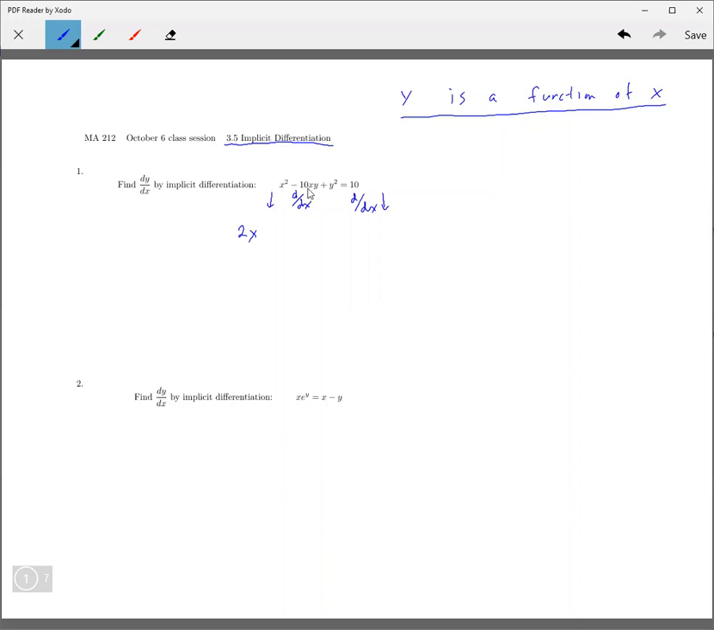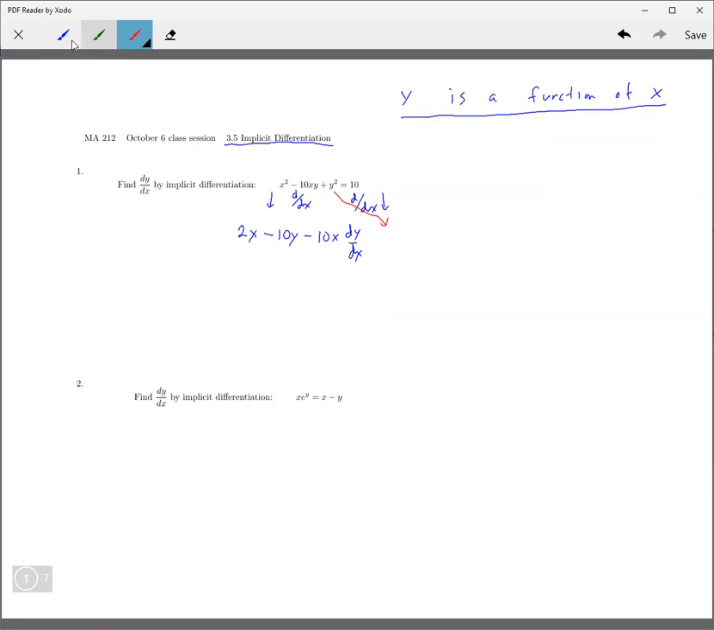Now this one right here, it's a product. We've got x times y. So minus 10 times the derivative of x with respect to x, which is 1, times y. That's the first part of the product rule. And then the second part is the derivative of the y part with respect to x, and that's just dy/dx. Okay, and now here's where it's kind of interesting.